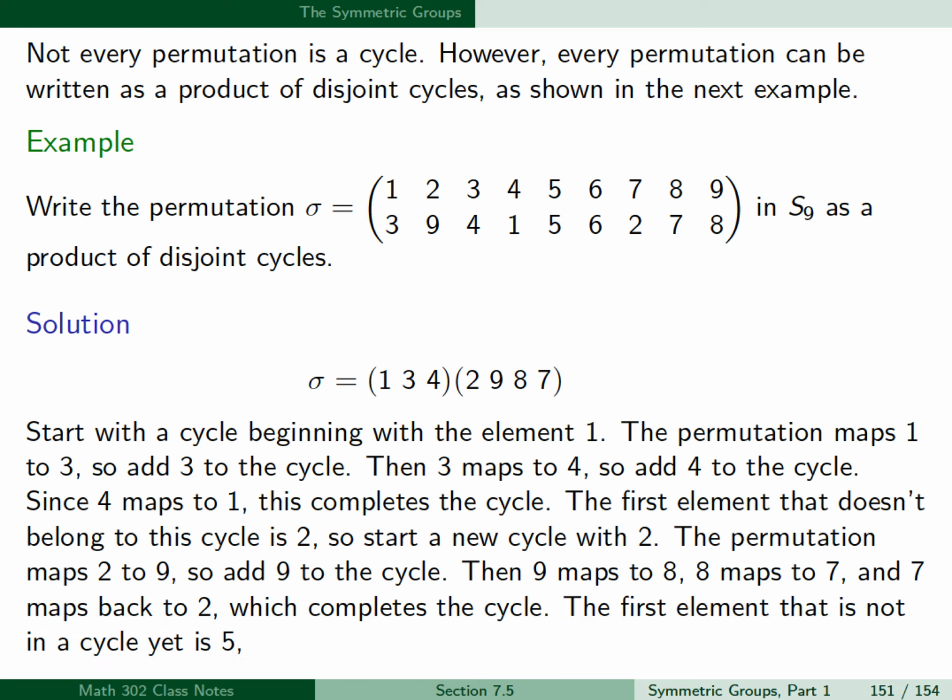The first element that is not in a cycle yet is 5, so we'll start a new cycle with 5. And 5 maps to itself, so we'll just close off that cycle. And 6 also maps to itself, so this corresponds to a 1-cycle containing 6. And so we have our permutation written as a product of disjoint cycles.